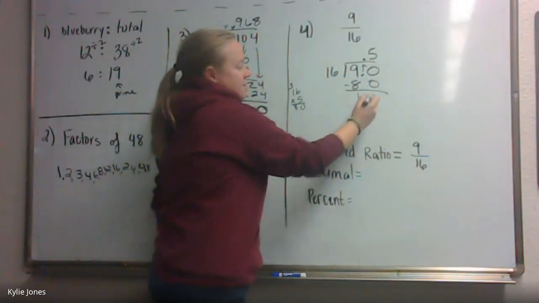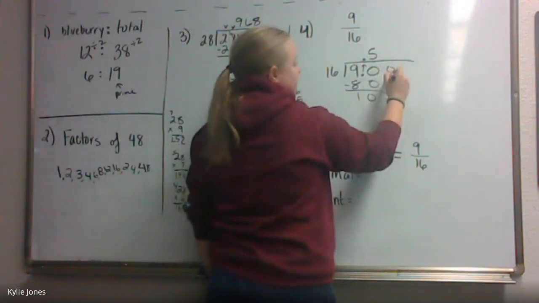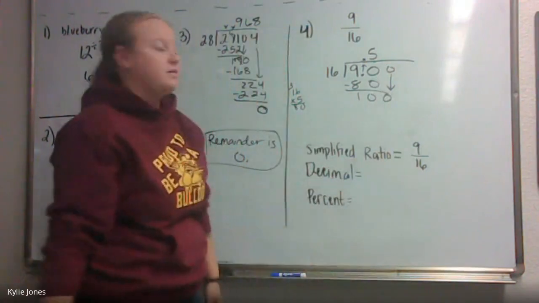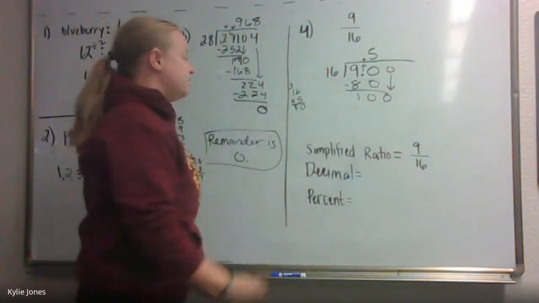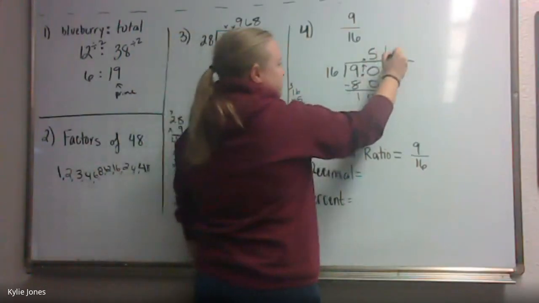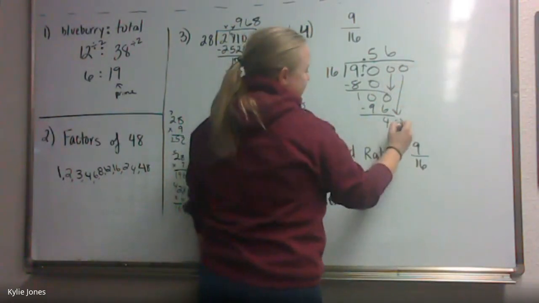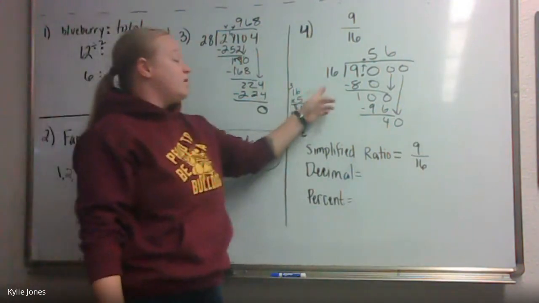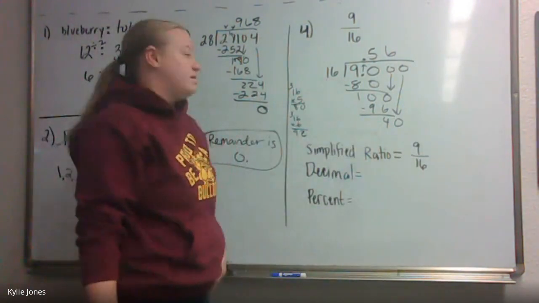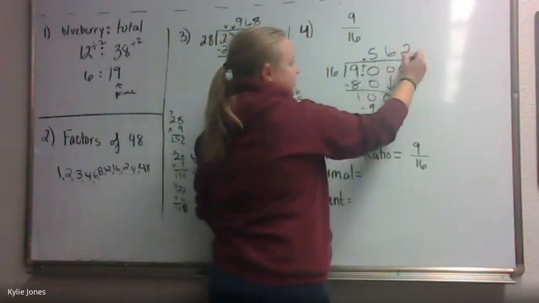Subtract and get 10. We can keep going to see if it ever ends. So let's go out a couple decimal places. We can just add as many zeros as we'd like, right? Does 16 go into 100? Yep. So 16 times 6 is 96. There's 6, we'll do 96, subtract and get 4. About one more. Does 16 go into 40? Yes, this one goes in twice.